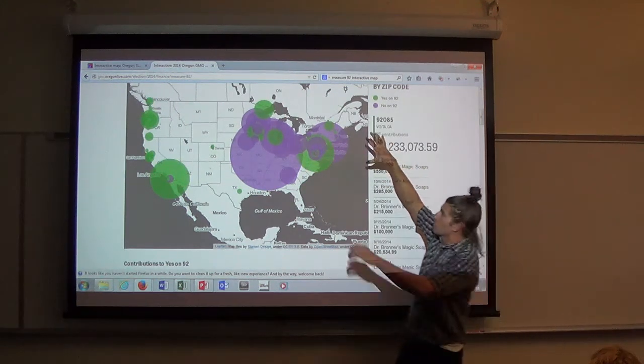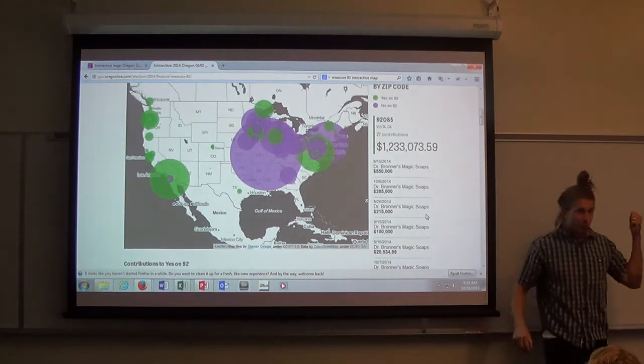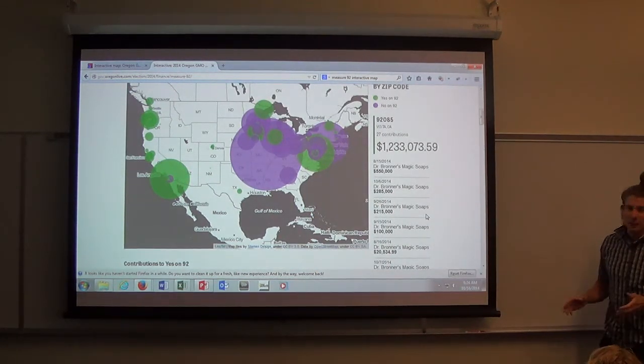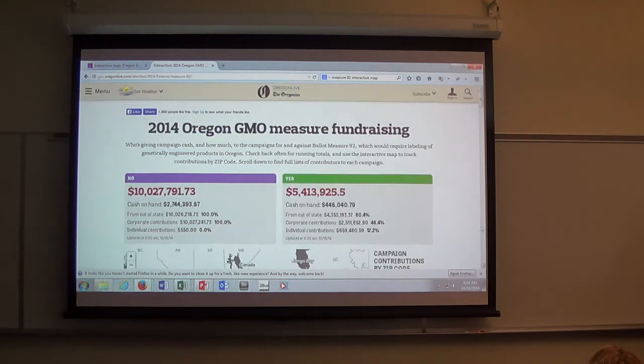Yesterday, these purple ones were much smaller. Now, my point for 243, I'm not contesting the numbers. I mean, the numbers are interesting. Look at that, 1.2 million coming from Dr. Bronner's. If you click on purple, Monsanto's put in 4 million. Now that makes perfect sense, of course. So I'm not contesting the numbers up here.